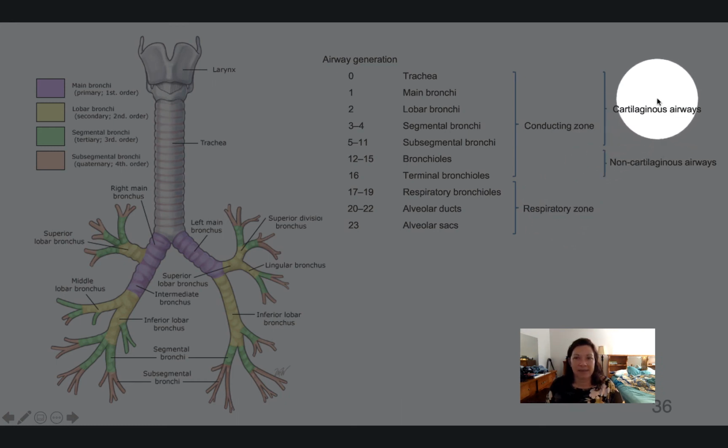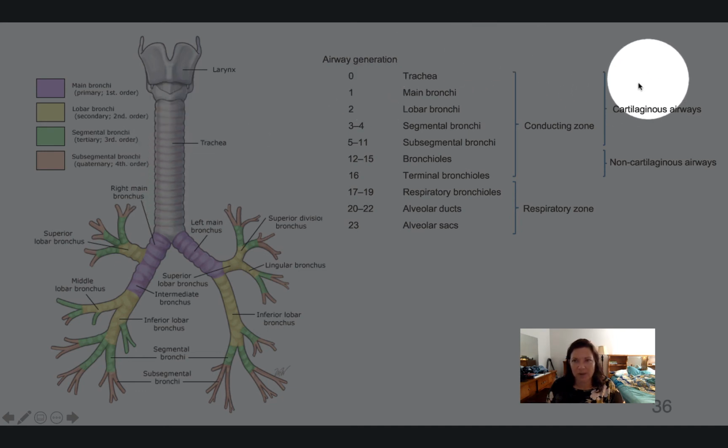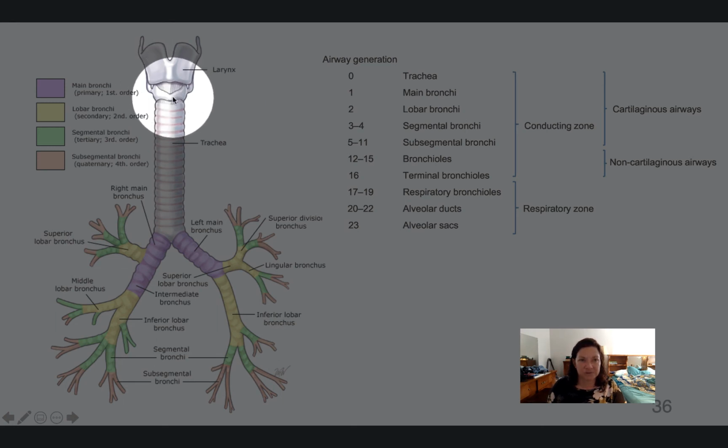And what happens in the conducting zone in terms of structure is that the structurally reinforced trachea with rings of cartilage gradually gives way to non-cartilaginous airways. So that's another division. As the airways become smaller in the conducting zone, they progressively lose cartilage.